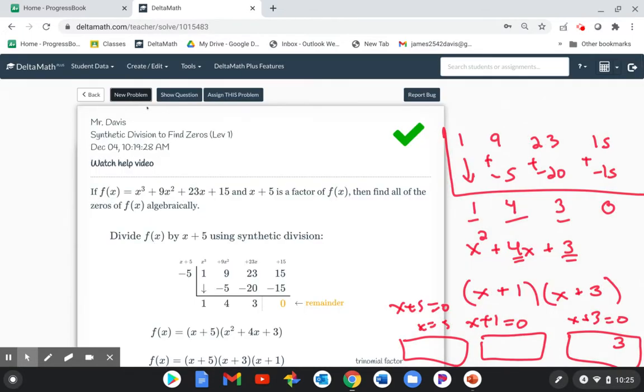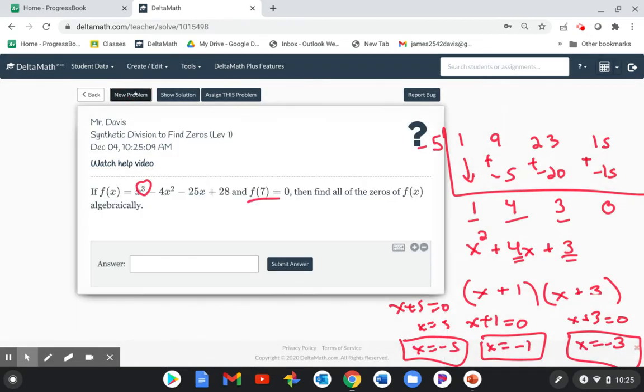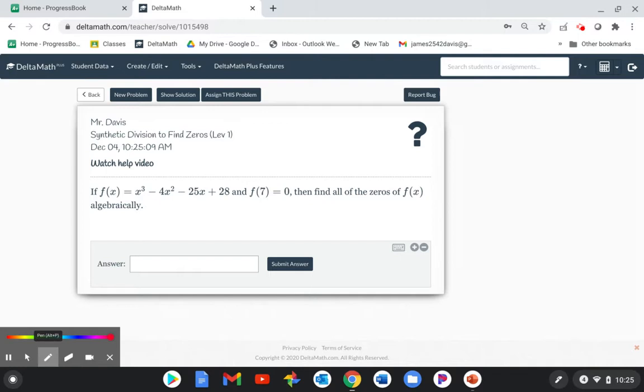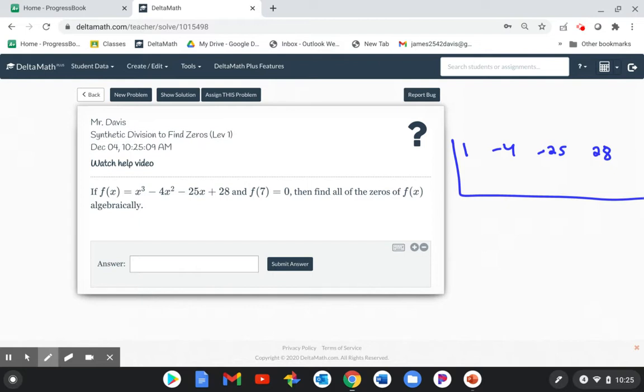There we go. Yep. So let's go ahead and try another one. So we're given the equation, 3, 2, 1, no power, so good. Let's write this out. 1, -4, -25, and 28. Now this one looks a little bit different.